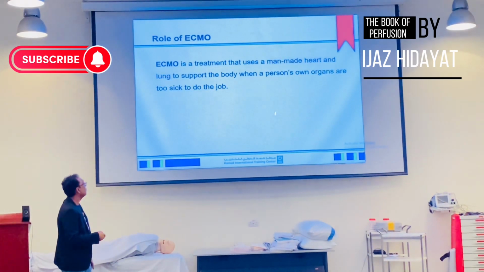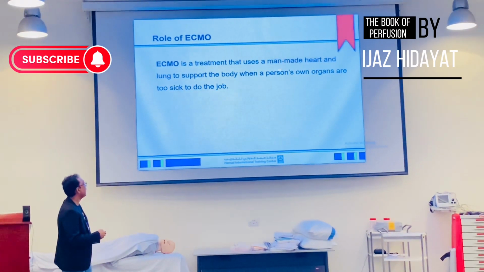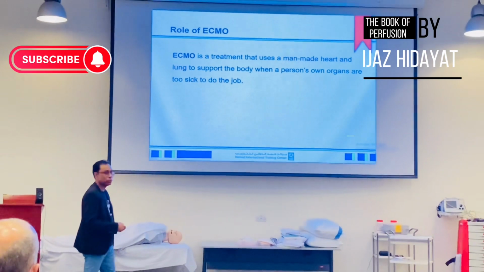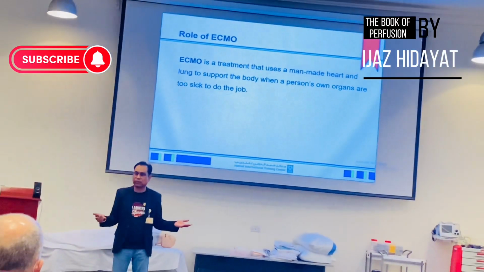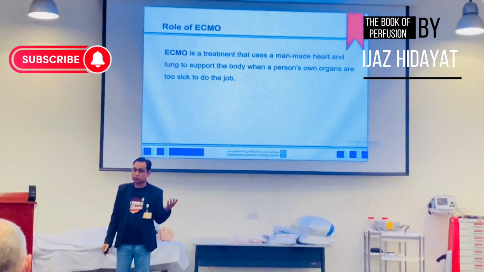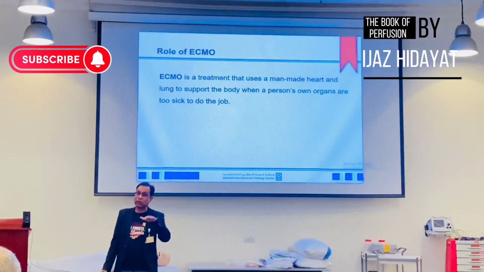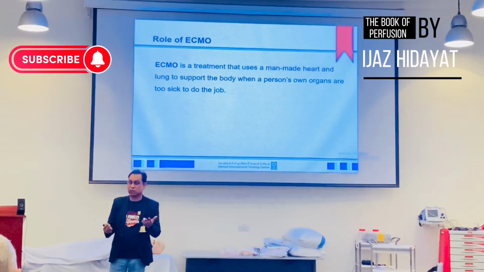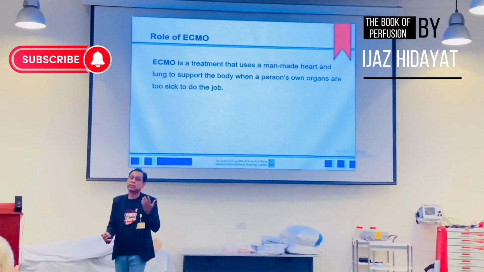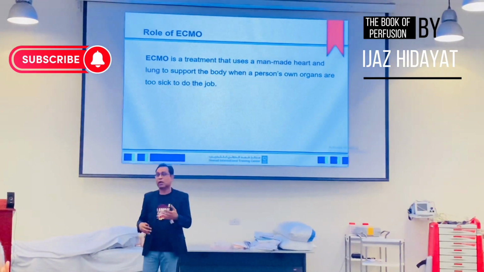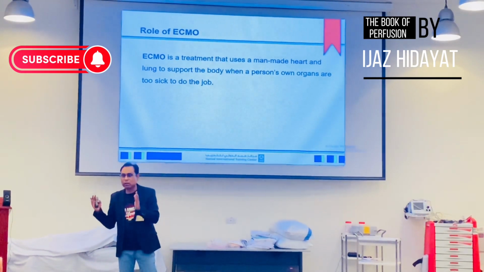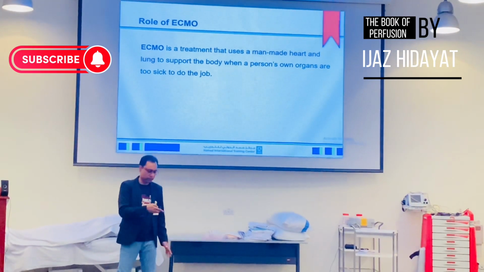So ECMO is a man-made heart and lung to support the body of the person whose organs are too sick to do their job. So this is man-made. So now we're going to go deep into what the man-made device does and how it works, and we're going to compare the components you're using, the natural lung with the artificial lung, what is the life of the natural lung and what is the life of the man-made.